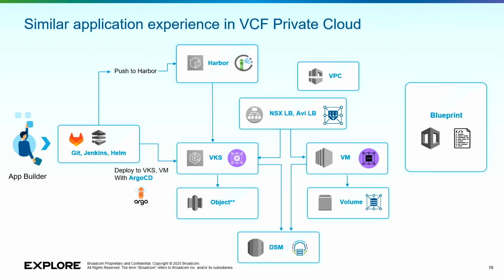Now, the Kubernetes cluster is, of course, VKS. We should also have the VM service if you want to run virtual machines instead of Kubernetes. We also have the pod service if you want to use pods directly on the ESX server as well. Then we have Argo, which does the CD component. We're using GitLab for the CI, Harbor instead of the Elastic Container Registry that you have in AWS, and then NSX or Avi for the load balancing, and so on and so on.